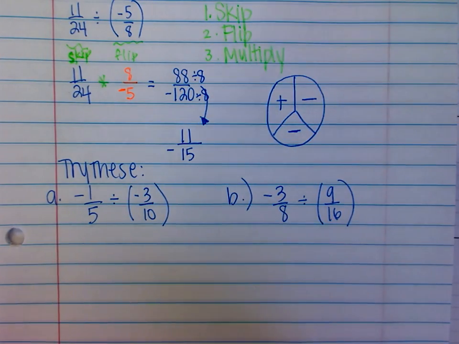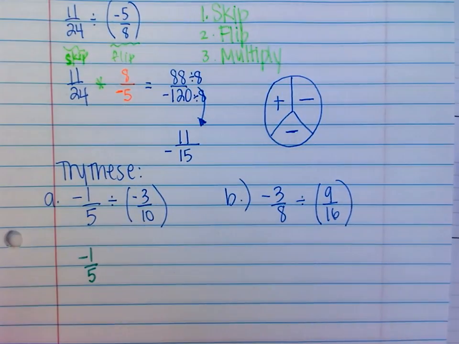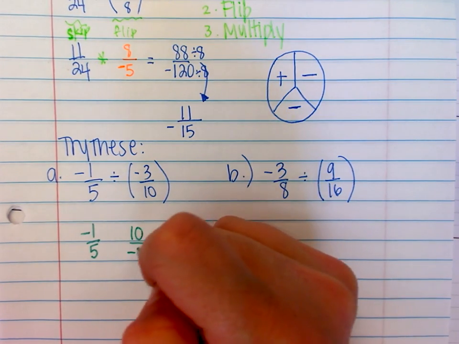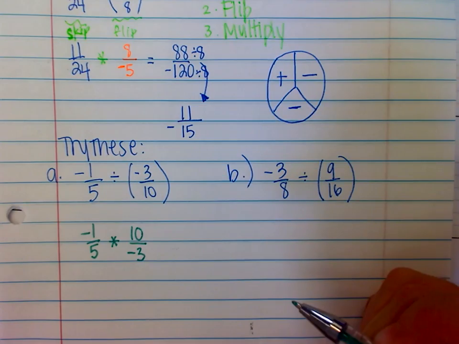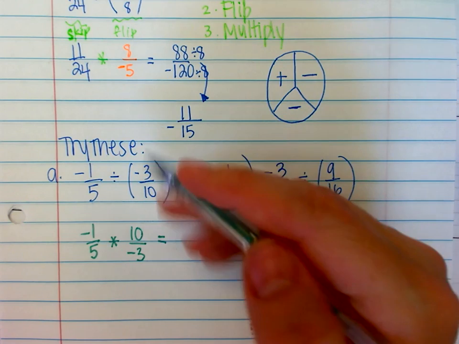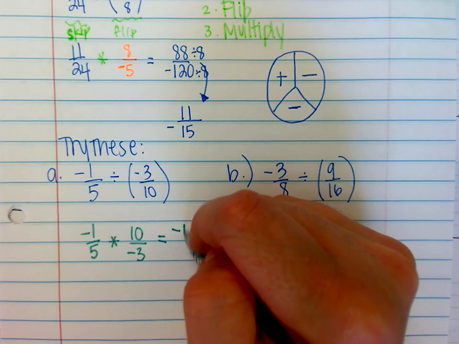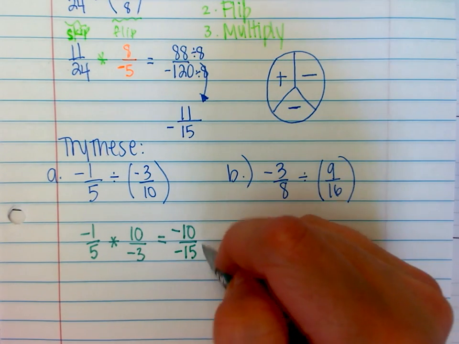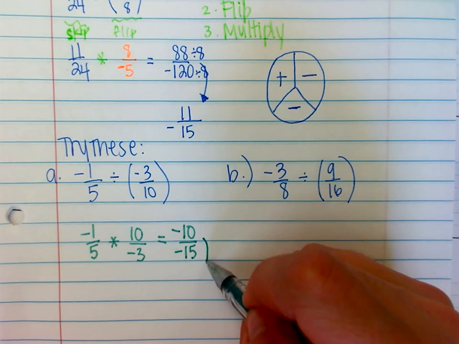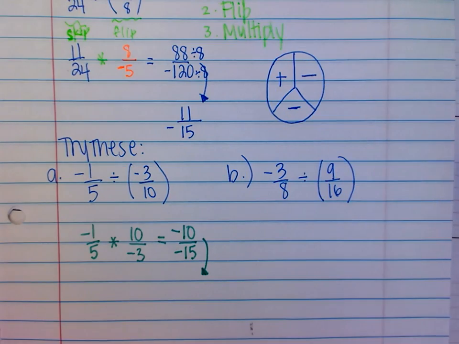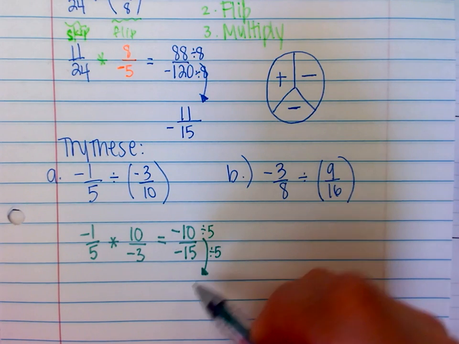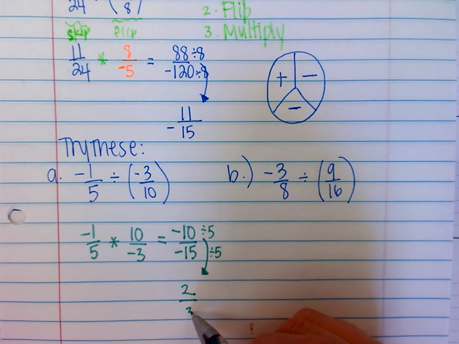Hopefully you've had a chance to do the first one. -1/5 is the number we skip. -3/10 is the number we flip. And we multiply. -1 times -10 is, -1 times 10 is -10. 5 times -3 is -15. A negative and a negative make a positive. And then I can simplify those to 2/3.